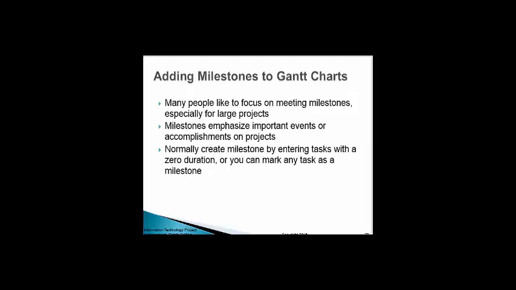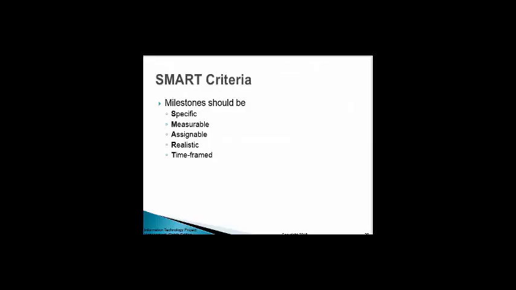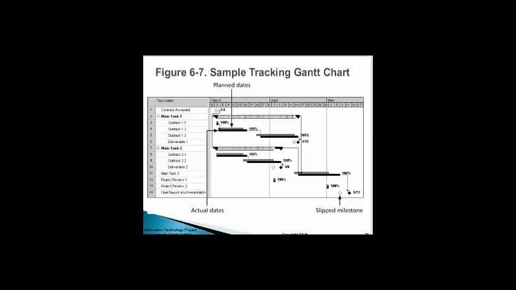And the book tells us how to add the milestones, and we want to use the SMART criteria when we're adding milestones, okay? And these are just guidelines, of course. Being specific for a task, duration, how measurable, defining something that is measurable, assigning it correctly, being realistic, and also the time frame. And then we're going to figure 6.7 here. We see a tracking Gantt chart, and that compares the planned and actual project schedule information.